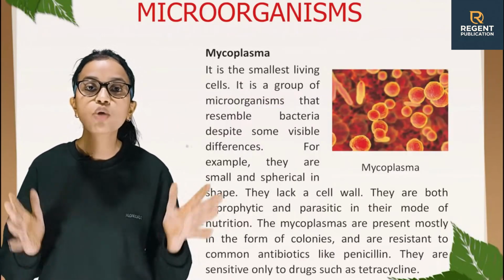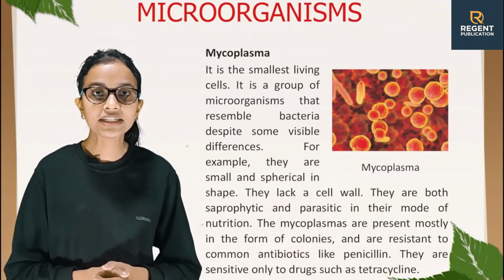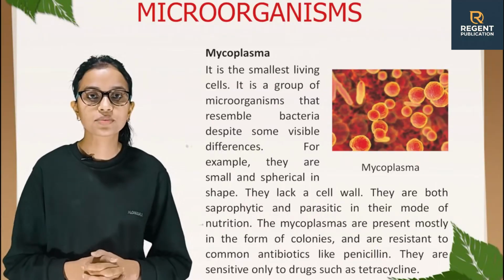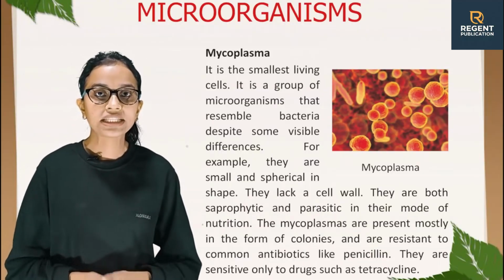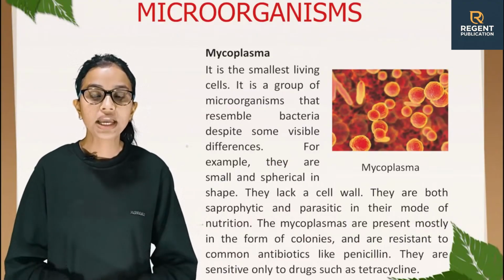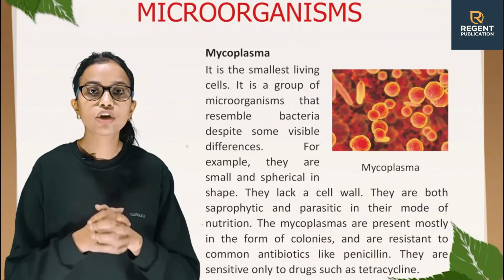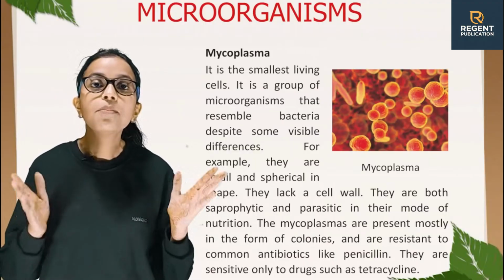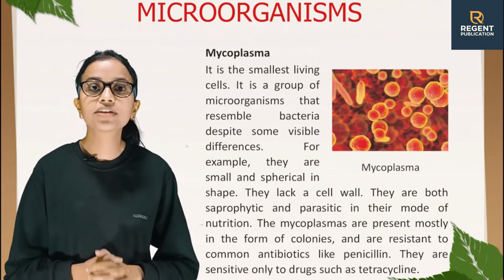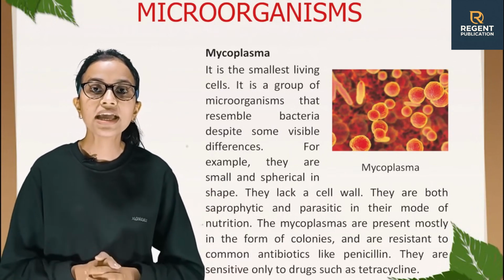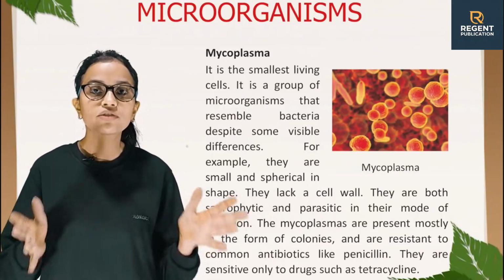Mycoplasma. It is the smallest living cell. It is a group of microorganisms that resemble bacteria despite some visible differences. For example, they are small and spherical in shape. They lack a cell wall. They are both saprophytic and parasitic in their mode of nutrition. The mycoplasmas are present mostly in the form of colonies and are resistant to common antibiotics like penicillin. They are sensitive only to drugs such as tetracycline.